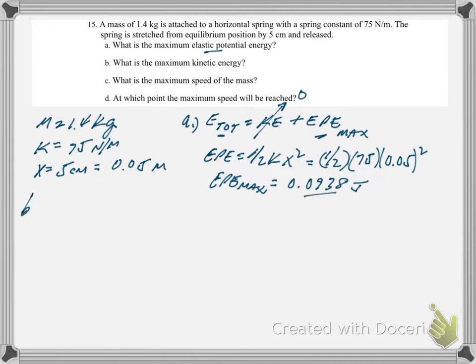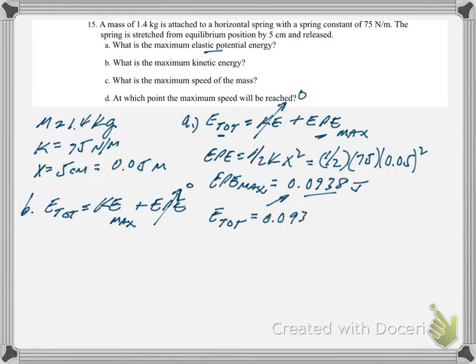B. What is the maximum kinetic energy? So going back to our original equation again, total energy equals kinetic energy plus EPE. And when we have the maximum kinetic energy in the system, EPE is now 0. So we have E total equal to this number up here, 0.0938, which also equals the kinetic energy maximum.